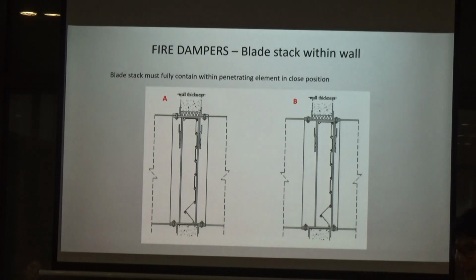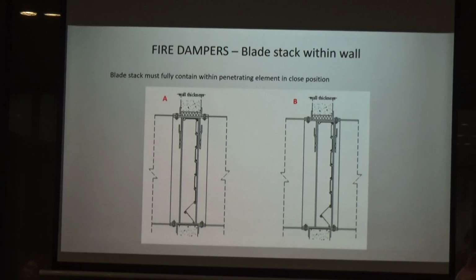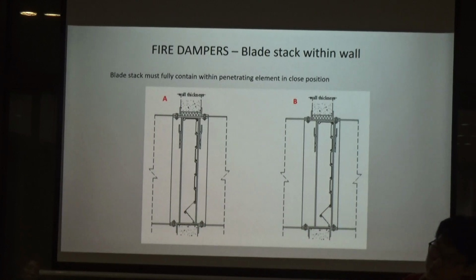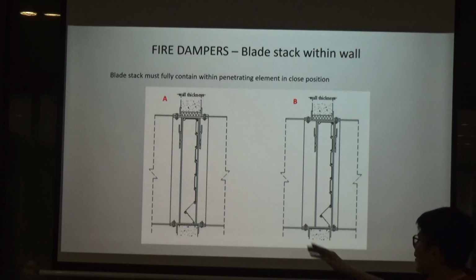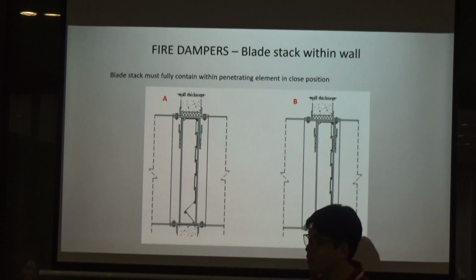Okay, next, the blade stack must be fully contained within the penetrating element in closed position. So all this is in the SS303. Based on this diagram or illustration, the standard states that the blade stack must be within this wall thickness during fully closed position. For A, there's no problem because this blade stack is all fully within the wall.